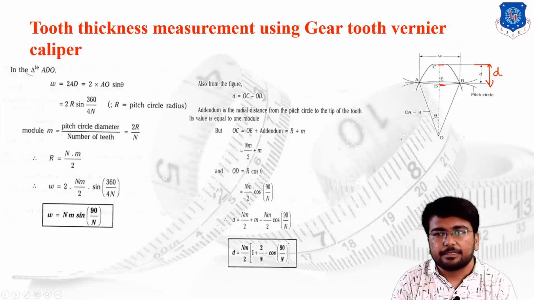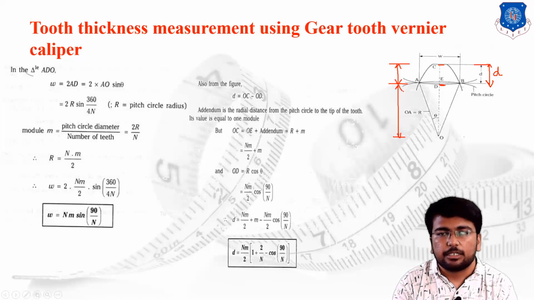I can write that the total height is the combination of two heights. What is the total height? The total height is OC. OC is a combination of CD plus OD. I know the value of CD, that is d. Make d the subject, so I can write d is equal to OC minus OD.